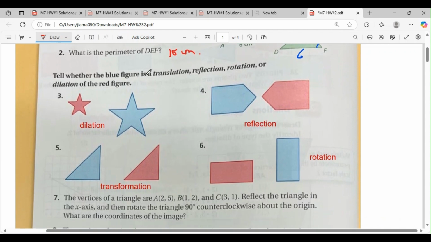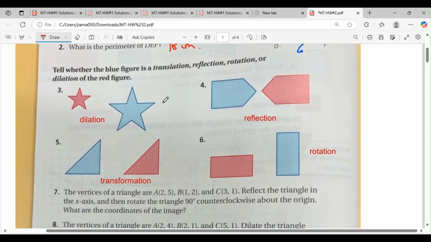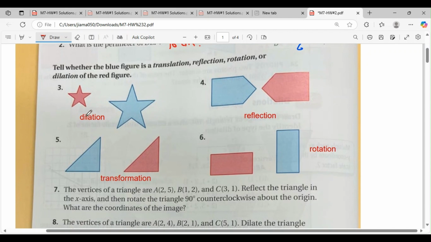Tell whether the blue figure is a translation, reflection, rotation, or dilation of the red figure. Okay, so let's see. The two stars. We can find that the blue one is bigger than the red one. So we know that this is dilation.